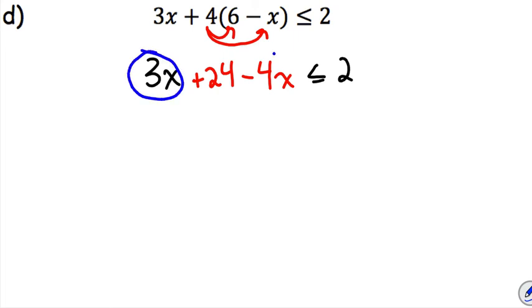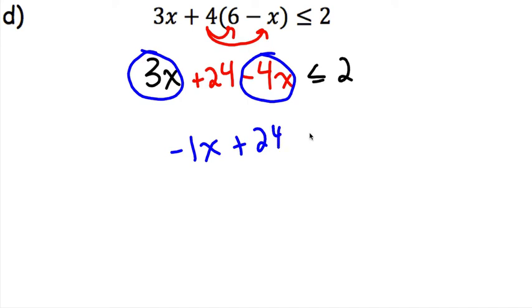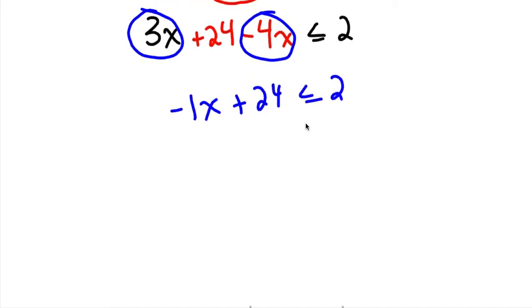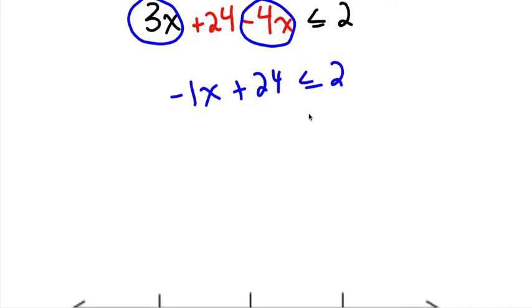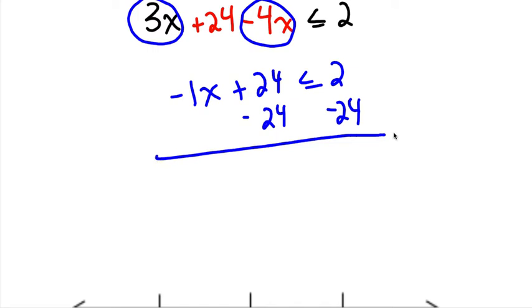Combine like terms. So I'm going to add these x's together. 3x minus 4x is negative 1x. Bring down the rest. Plus 24 is less than or equal to 2. Move the number with no variable, so I will subtract 24 from both sides. Bring down my negative 1x is less than or equal to negative 22.